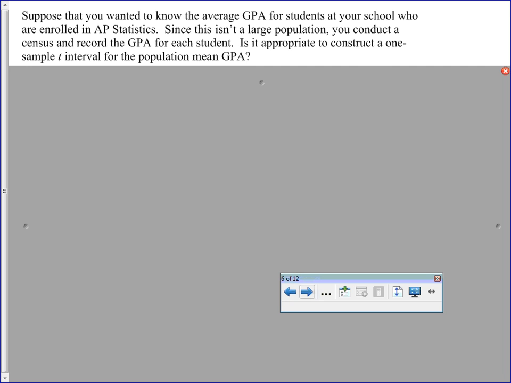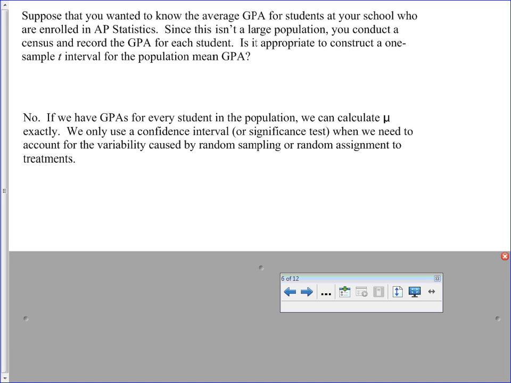Let's just talk about when we actually need to do significance testing. Suppose you want to know the average GPA for a student at your school who was enrolled in AP Statistics. Since this isn't a large population, you conduct a census and record the GPA for each student. Is it appropriate to construct a one-sample t-interval for the population mean? And the answer is no, it is not.